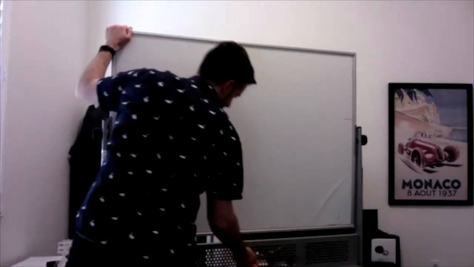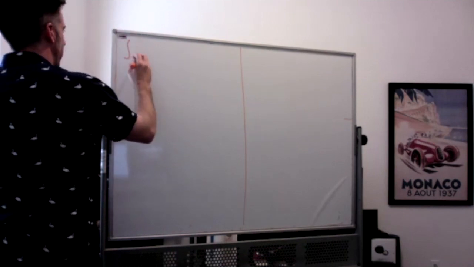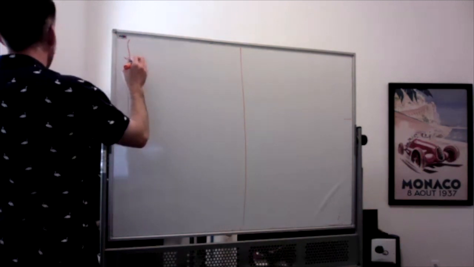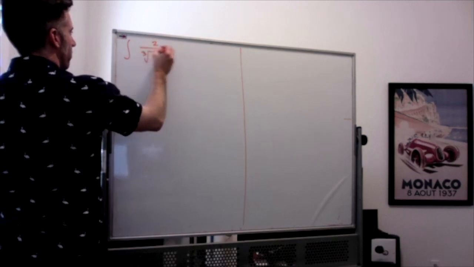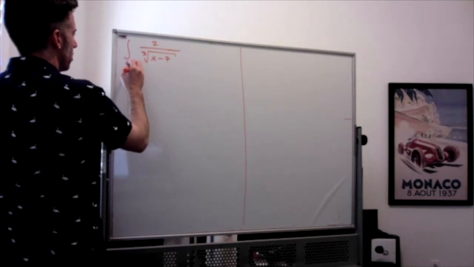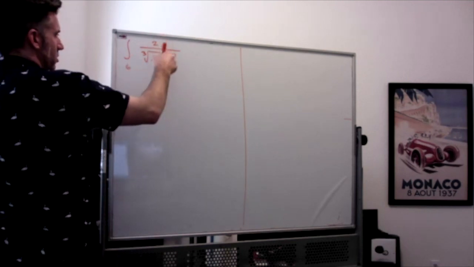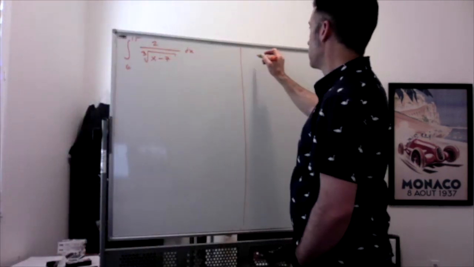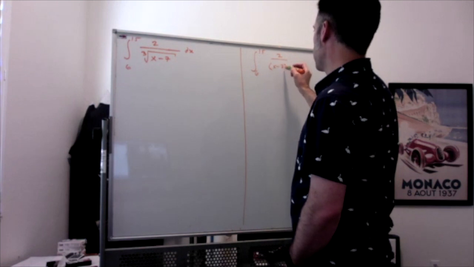Let's look at kind of two different problems. Let's look at the integral of 2 over the cube root of x minus 7 from 6 to 15, versus the integral from, actually, let's make it the same, 6 to 15 of 2 over x minus 7 cubed.